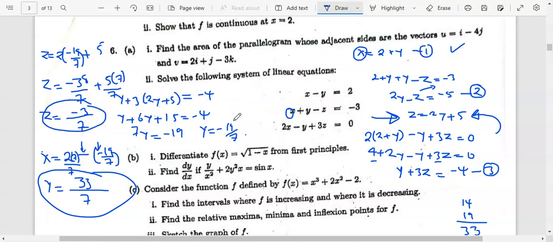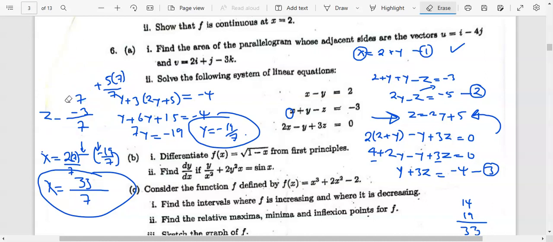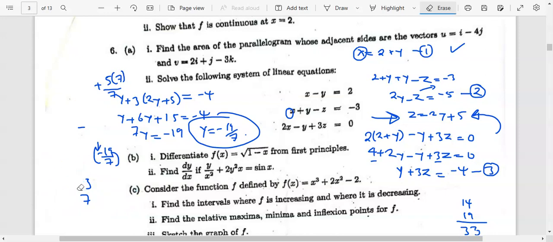And what else did I calculate here? So this is actually x, and then y is negative 19 over 7. So that is it for this one. And such questions, they carry a lot of marks. So be sure to get it.